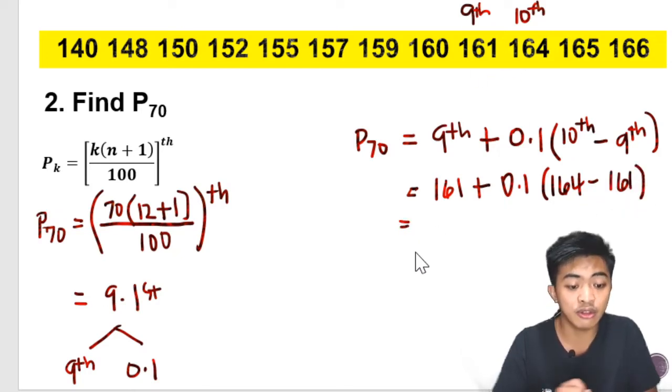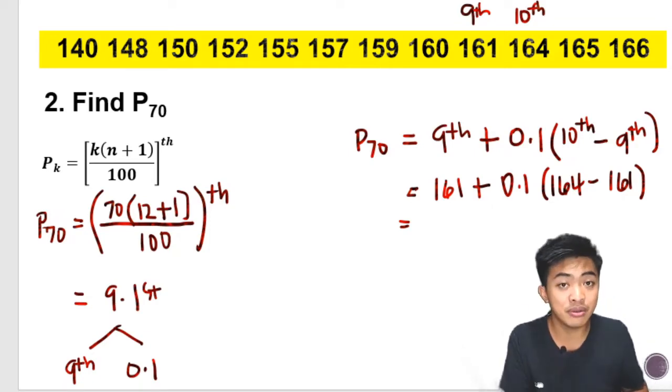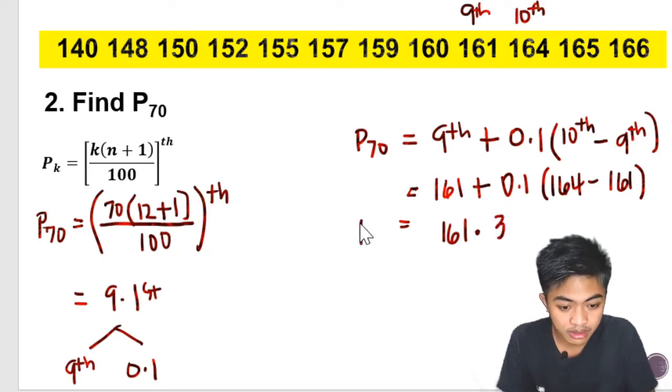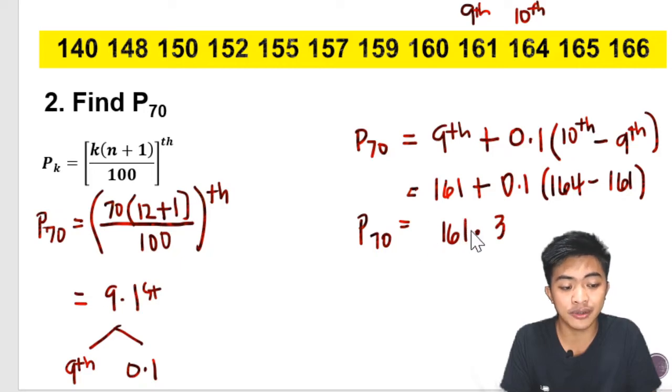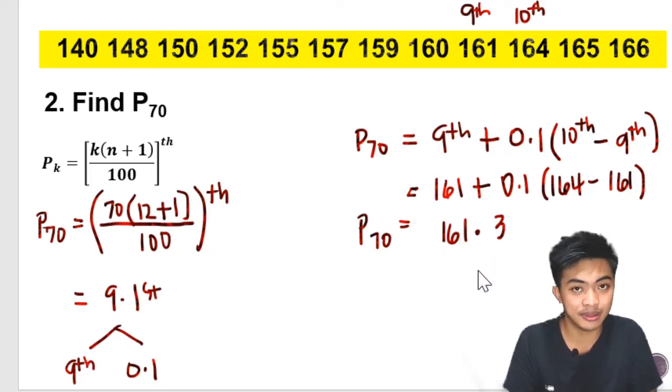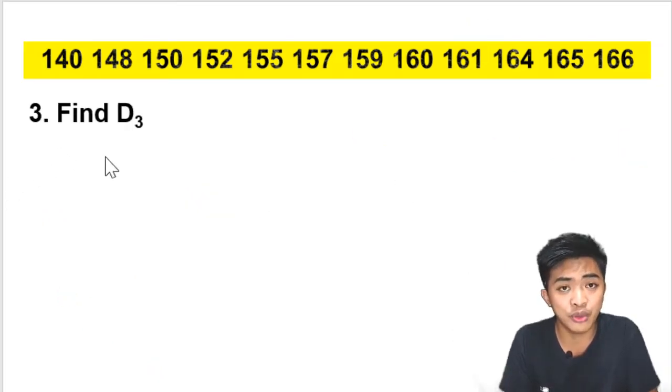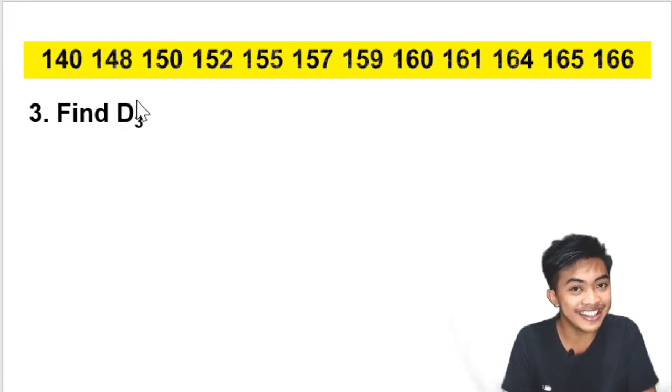And then we solve for the result. So gamitin ko na lang din yung calculator. And so yung result here is 161.3. So the 70th percentile, or the P sub 70 here, is 161.3. Okay, so 70% of the values here are less than 161.3. All right.